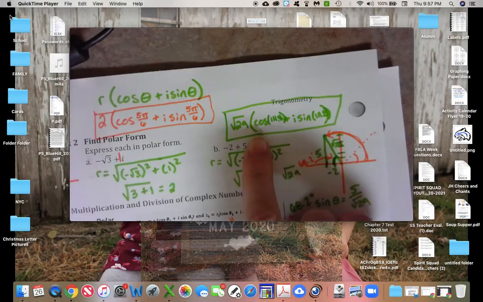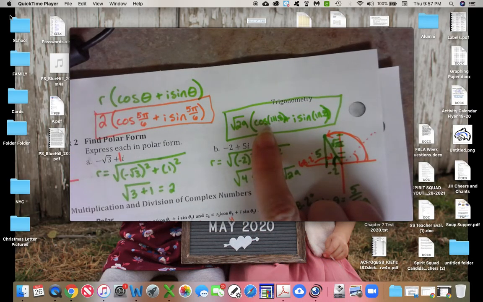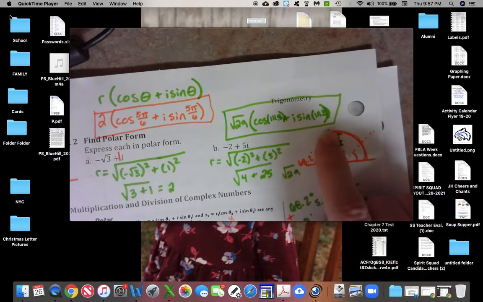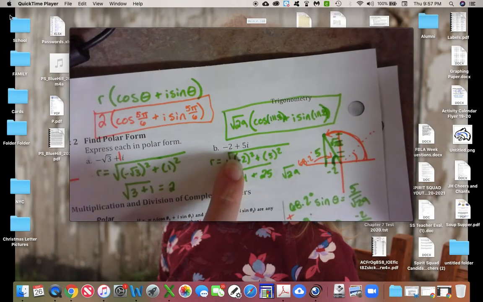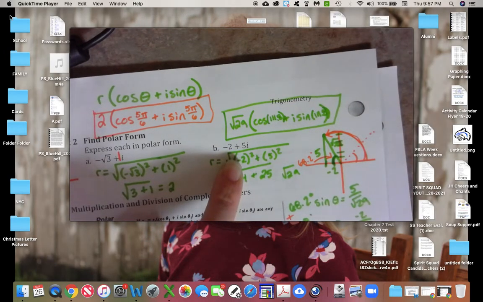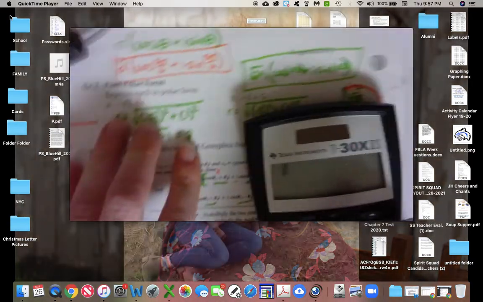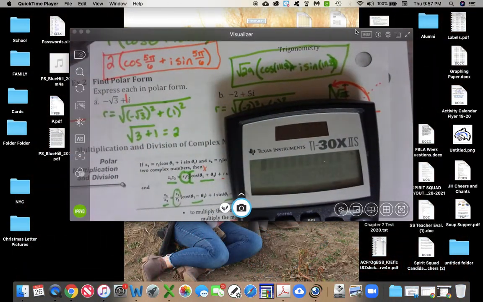So I'm just going to use this example up here. The square root of 29 cosine of 111.8 plus i sine of 111.8. If we're wanting to get that back to rectangular form, which is the negative 2 plus 5i, all we would need to do is, let me make the screen a little bit bigger.